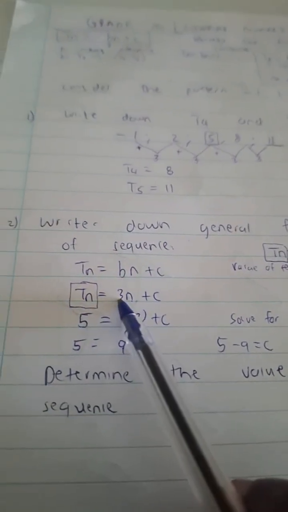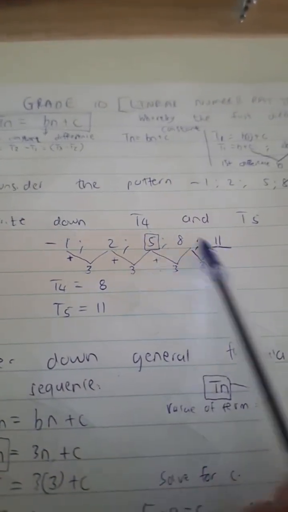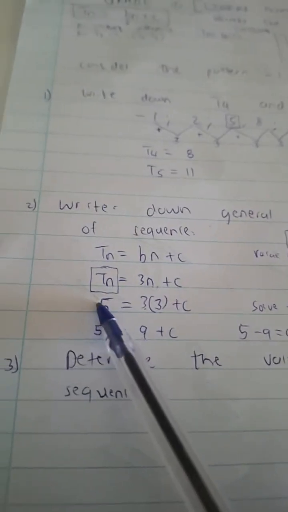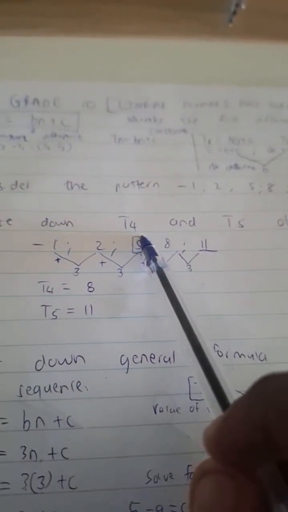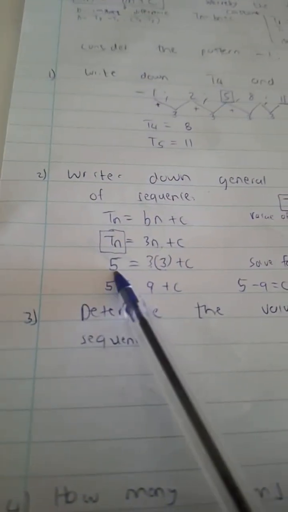This is how we get the general term, by calculating the constant difference, which we found here. The constant difference is 3. So in the place of b, we write 3. And then to solve for the value of c, you can take any term in this sequence. If you take 5, then you substitute its position in the place of n, which is 3. Had we taken 2, we would write 2 there. And I just want to show you that it will work just as well.